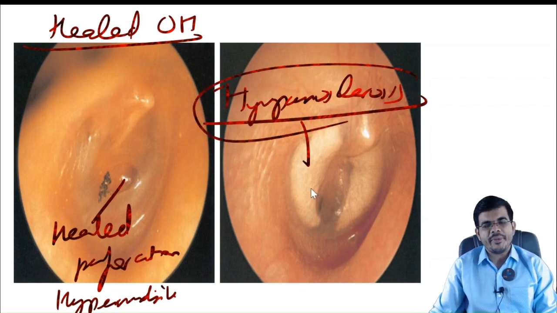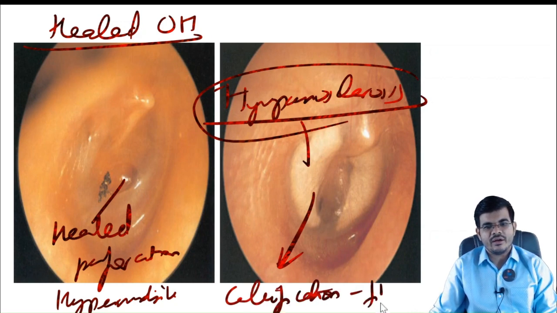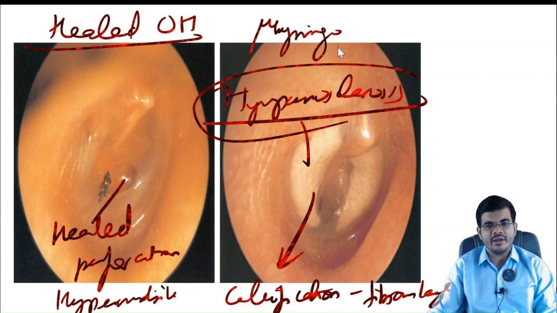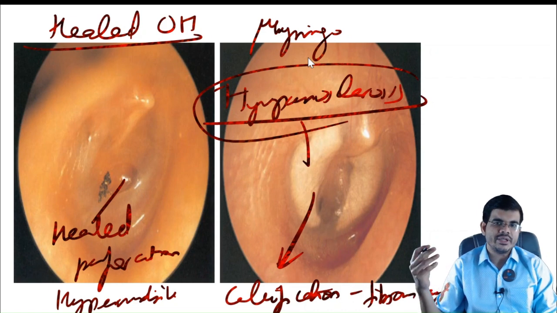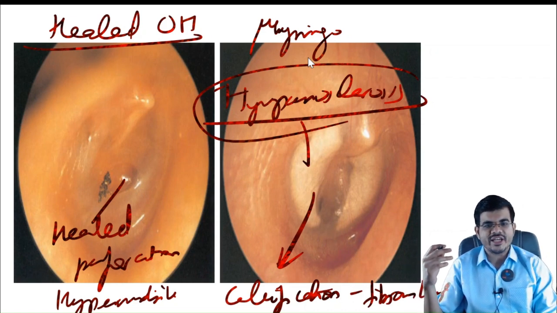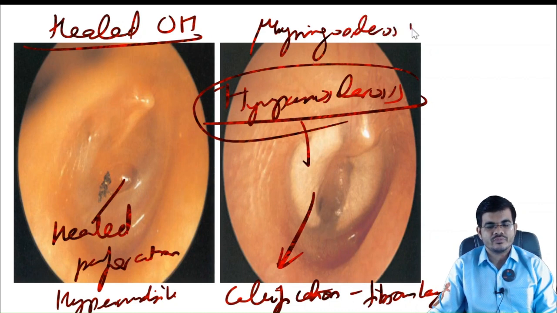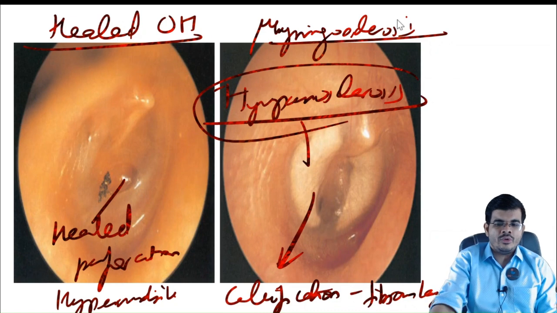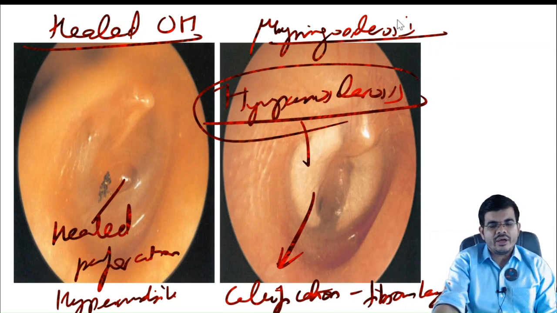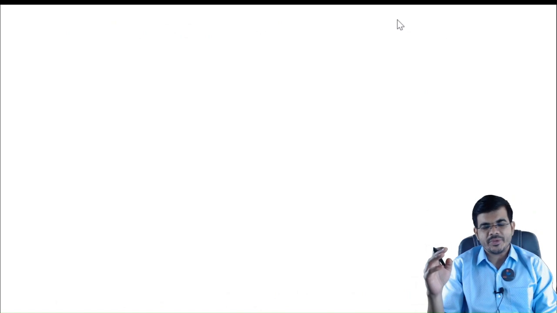Okay, what is happening here? Here there is calcification in the fibrous layer. That is what is happening, and that results in myringosclerosis. Myringosclerosis is when tympanosclerosis is seen within the tympanic membrane. Tympanosclerosis can also be seen within the middle ear cavity, and it can result in fixation of the various ossicles. Okay, so that's about the types of chronic otitis media.